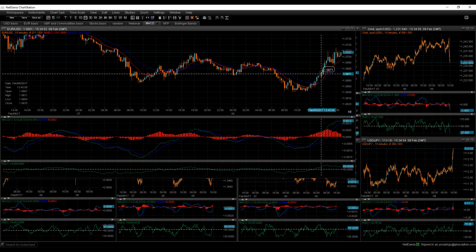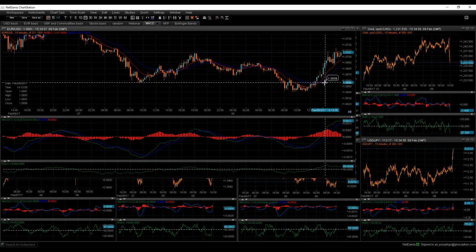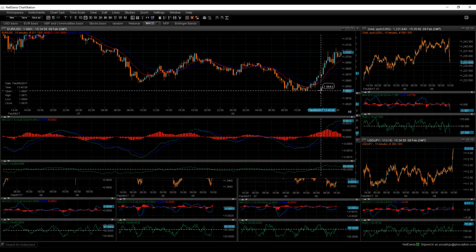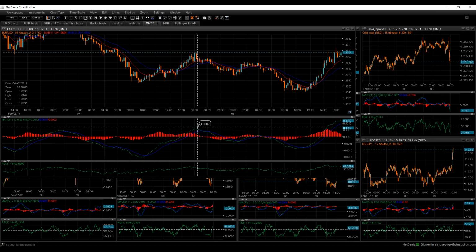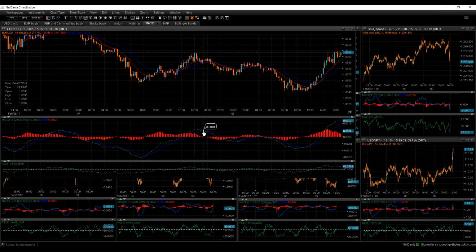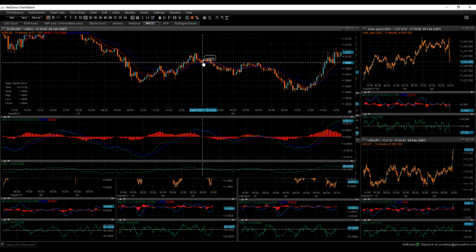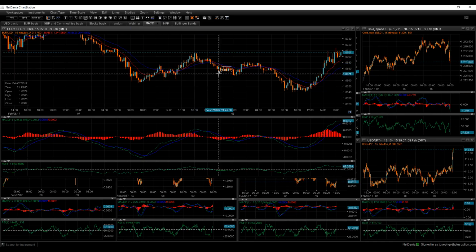And you see, if we did take a trade there, that would have been successful for us. Same here: we saw the fast line cross below the blue line, indicating to us a downtrend, and we do see a downtrend start thereafter.